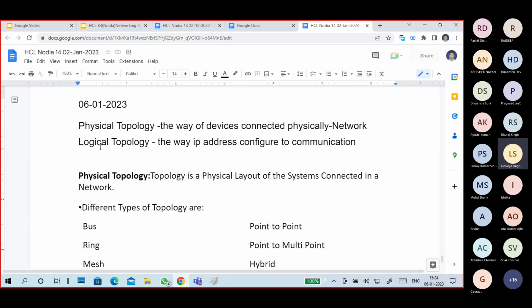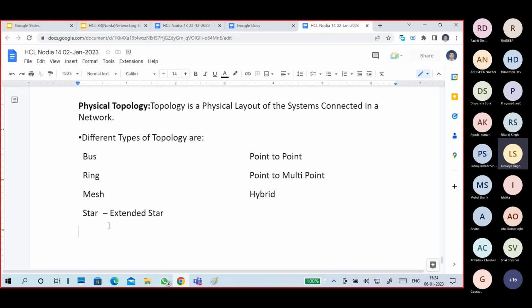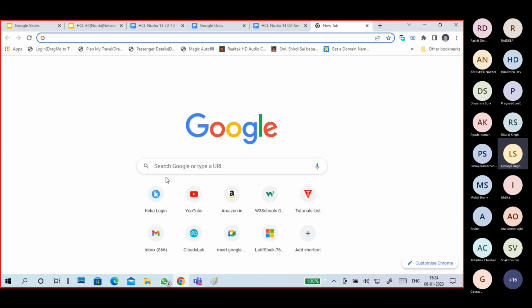Okay, sir. I told about physical topologies, different physical topologies. Now open a blank page like this. Okay. So then what are the physical topologies? Bus topology, ring topology, mesh topology, star topology, like that.